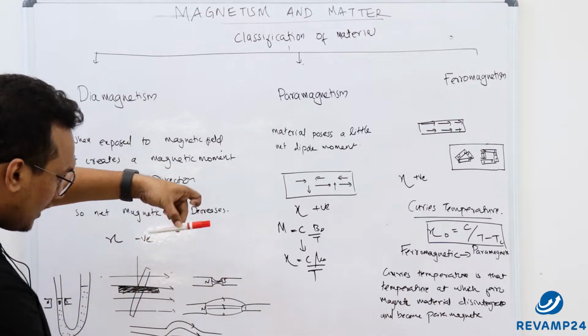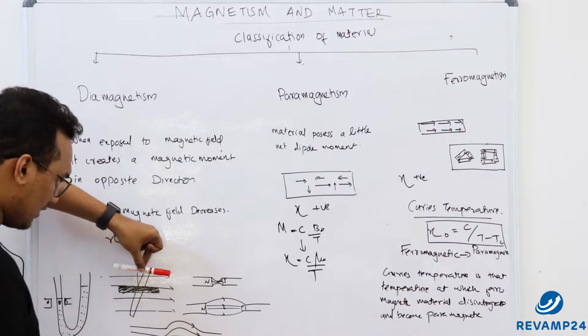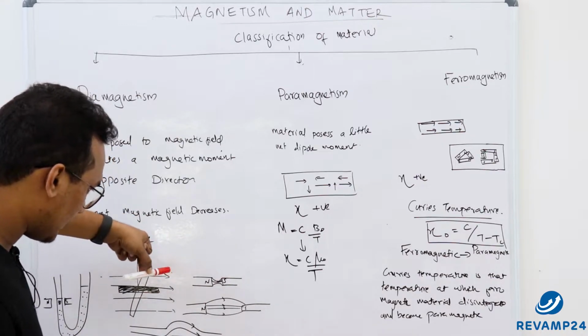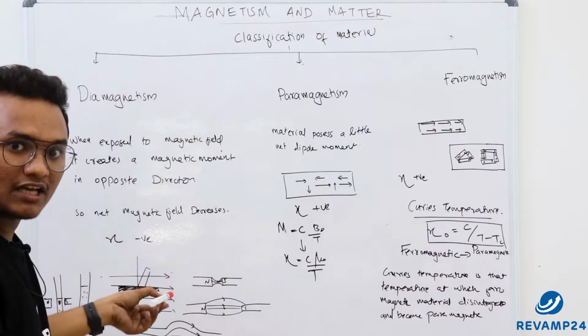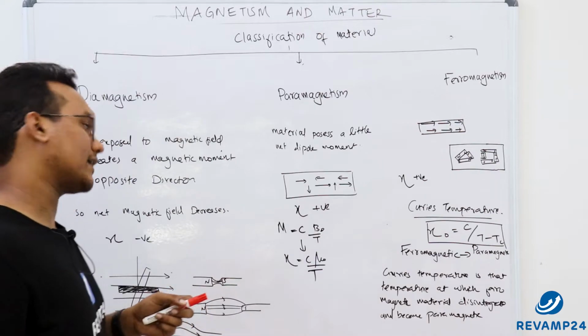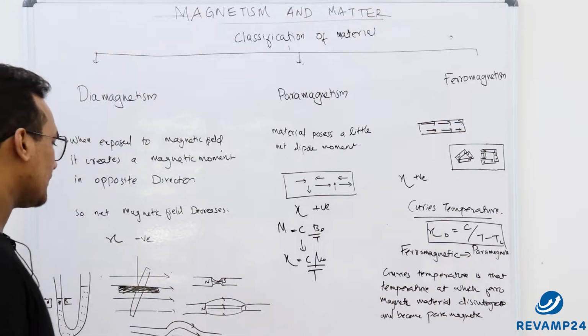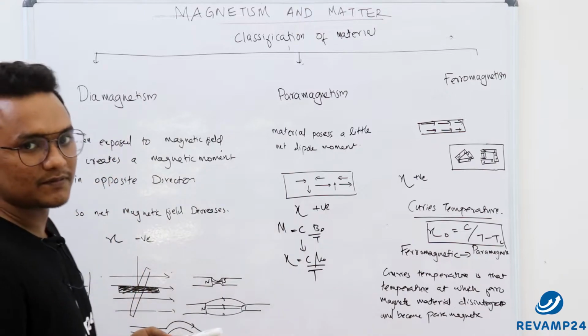So what will be the effect when I am keeping a magnet in a magnetic field? Let's say the material is inside the magnetic field. This material will rotate itself and try to go away from the magnetic field, which means from a stronger magnetic field, it will move to a weaker magnetic field. Next example is this. We can take a powdered diamagnetic substance.